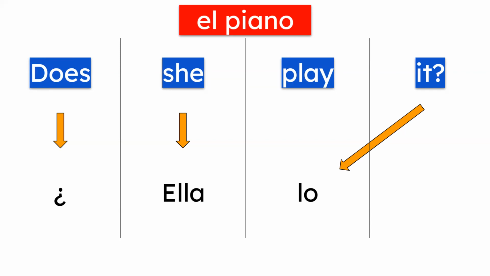I play soccer, basketball, that would be jugar. But when we are talking about musical instruments, then the verb changes. And the right one is tocar, tocar. So, ella lo toca. Does she play it? Ella lo toca. Okay, read it out loud. Very good, very good.